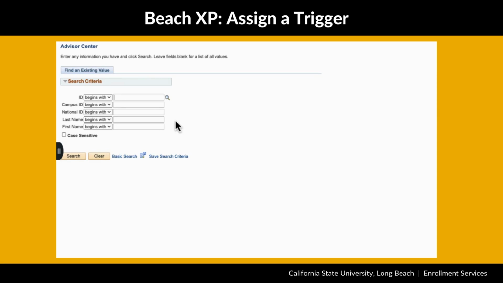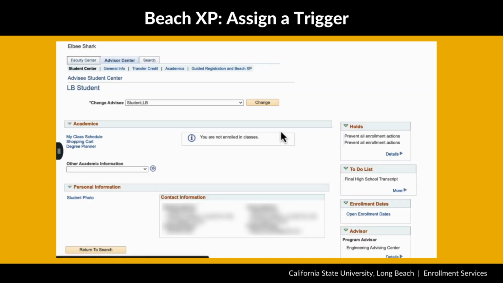Beach XP students are assigned a trigger to provide the option to select a cohort in which they would like to enroll. If you wish to assign a trigger to a student who does not have one already assigned, enter the student ID in the Advisor Center search bar. You will then click on the Guided Registration and Beach XP tab.